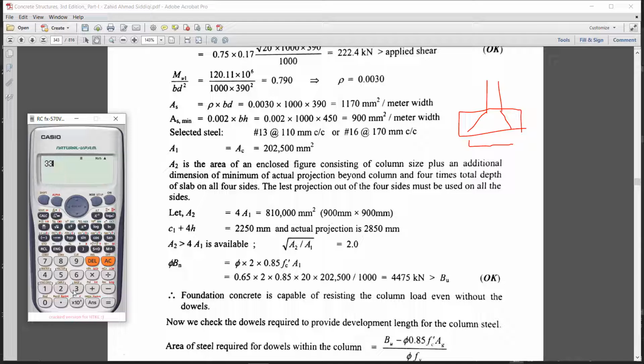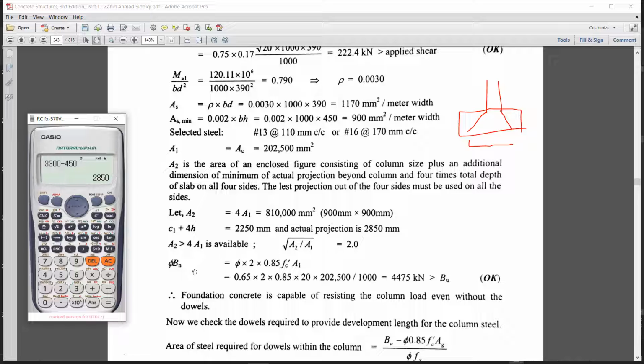So I will subtract just 3300 minus 450. So this much footing length is provided to accommodate the load from the column to the slab. Our actual projection is 2850 millimeter, so that is okay. Now A2 is greater than 4A1, so our actual is greater than this one. Our provided actual projection is greater than that needed in the calculation, C1 plus 4H, so it is okay.